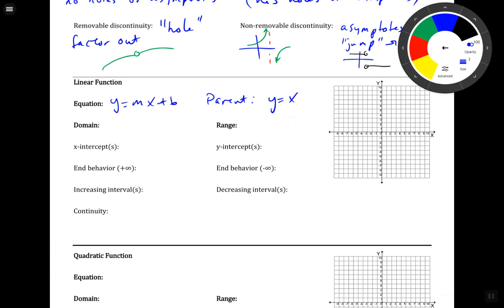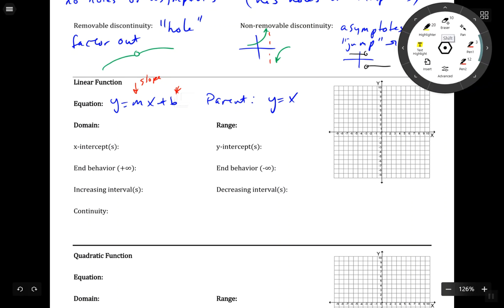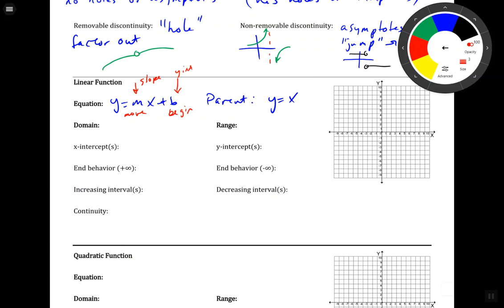What's m? Slope. What's b? B is the y-intercept. It's the y-intercept. So the way I think about this is b is where I begin. Do we begin at the y-intercept? And m is how I move. Is that showing you how to move between points?